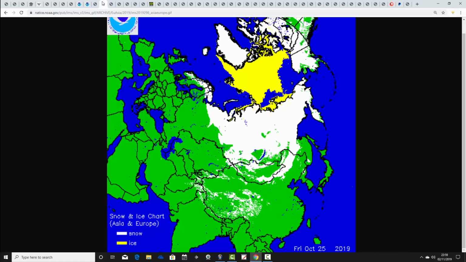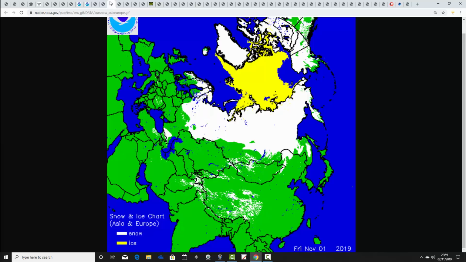Right, the last thing we're going to look at in this second part of the video is Siberian snow cover. So that's how things were looking across Scandinavia and Siberia last week on Friday the 25th of October. Let's have a look at the very latest, and what an increase in snow cover we've seen up to the 1st of November. Pretty much all of Russia is now covered with snow, right the way back to the border with Europe. Much of central northern Scandinavia is also covered with snow as well.